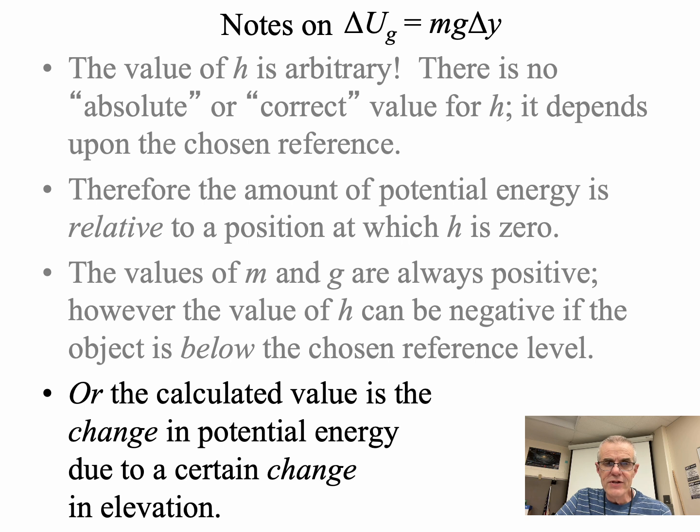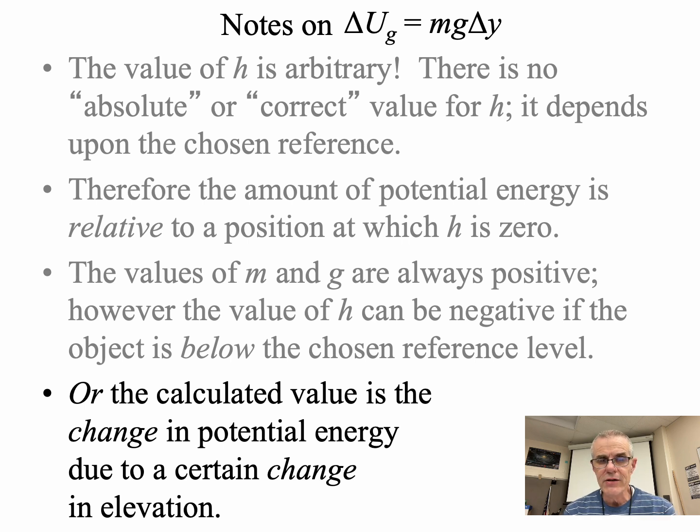A different way to think of this, though, and notice I changed my equation at the top of the screen. Sometimes you might see it written this way. Instead of U equals mgh, delta U equals mg delta y. And this is, for some people, a preferred way to think about it, so I'll just offer this.